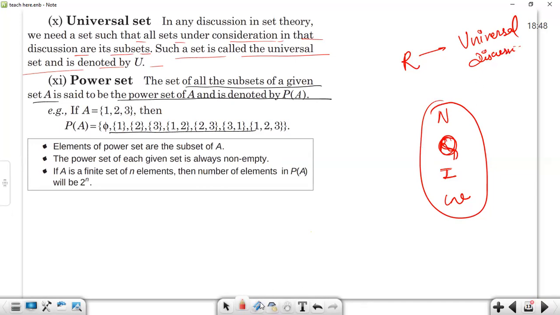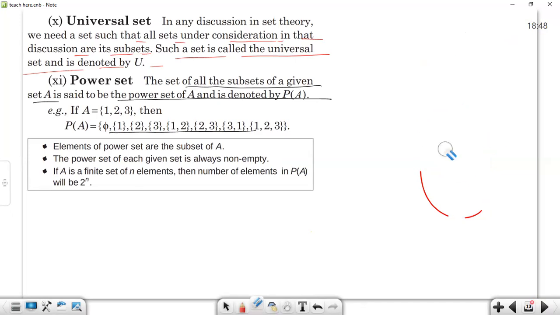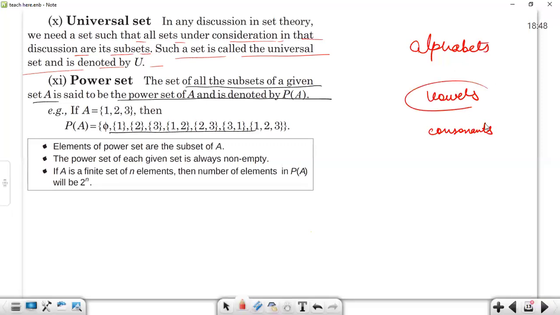Let's consider something else to help you understand better. If we are discussing vowels, consonants, and alphabets, the alphabets can be the universal set, because vowels and consonants are subsets of this particular set. So in this discussion, alphabet can be your universal set.